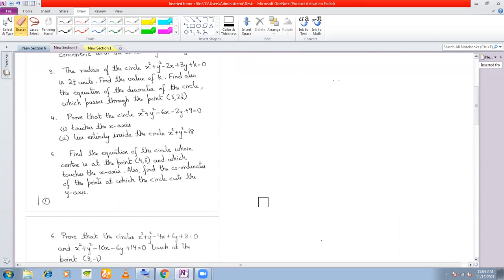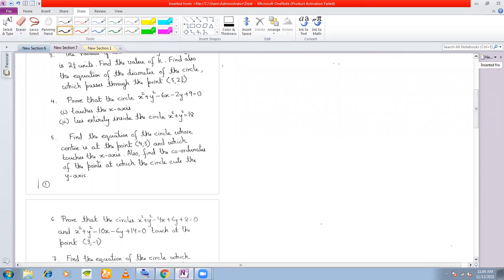Problem number 4. Prove that the circle touches the x-axis. This is the first question. Second question is lies entirely inside the circle x square plus y square is equal to 18. Okay, so let's write the given equation of the circle.